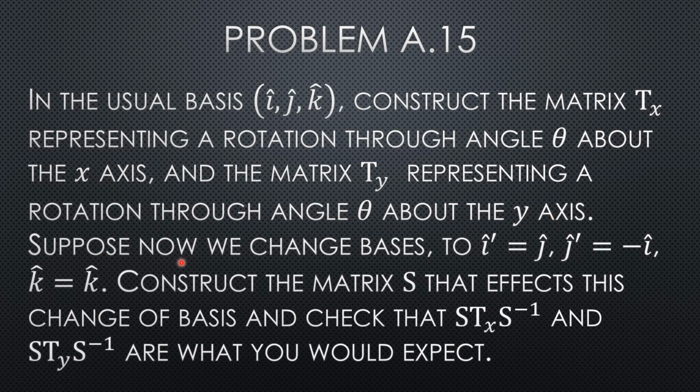Now, suppose that we change bases such that i hat prime goes to j hat, j hat prime goes to negative i hat, and k hat prime goes to k hat. So same thing. Construct the matrix S that effects this change. So we're trying to find the matrix that makes this transition happen. And check that S Tx S inverse and S Ty S inverse are what you would expect.